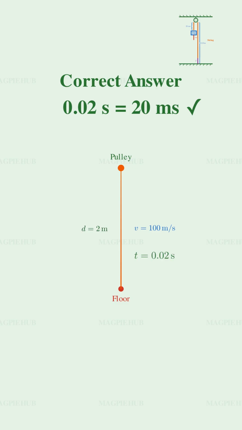That is incredibly fast. The pulse covers 2 meters in just 20 milliseconds because the wave speed is 100 meters per second.